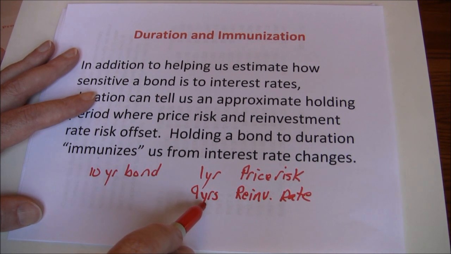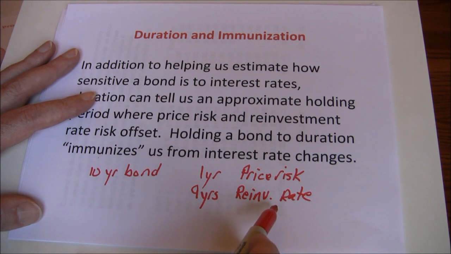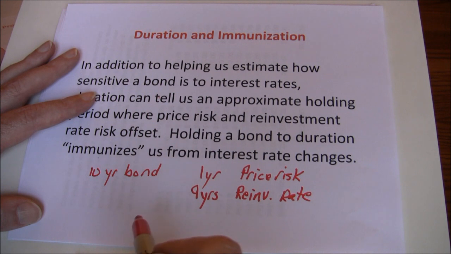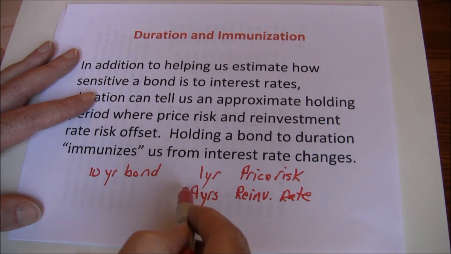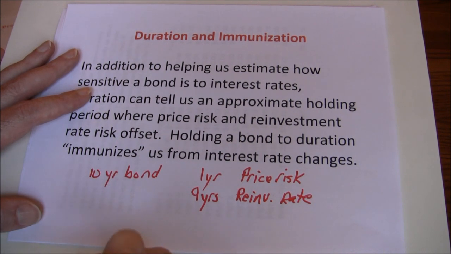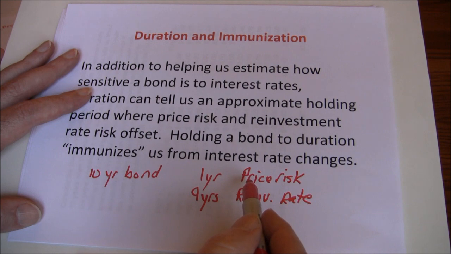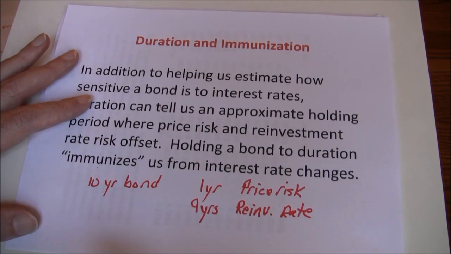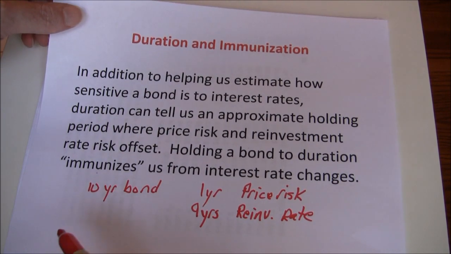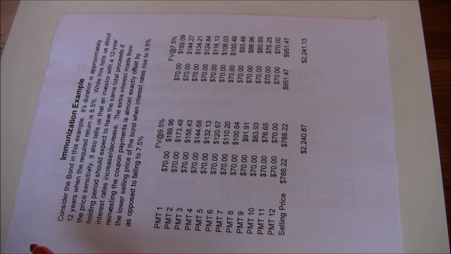So if I've got a 9-year holding period, then the reinvestment rate risk is going to be more important to me. If I've got a 1-year holding period, the price risk is going to be more important. And you can see somewhere in between, they're going to balance each other out because they counteract each other. Increases in interest rates are good for one and negative for the other. Duration helps us find that holding period. The duration tells us the holding period where price risk and reinvestment rate risk offset each other.